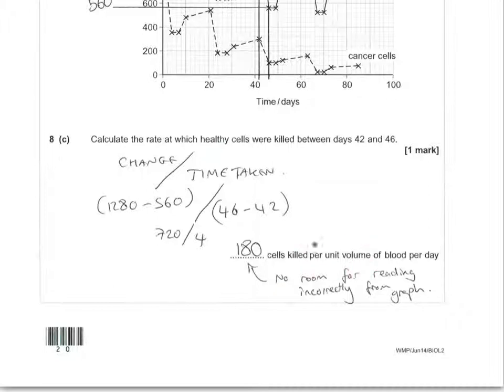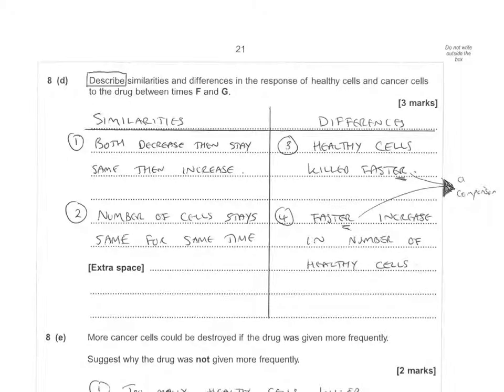They could have asked a question, they didn't, but why is an advantage to do per unit volume of blood? And it's the idea that different people have different volumes of blood, so it allows comparison. So here we go, that's the mark scheme for the question that I went through.